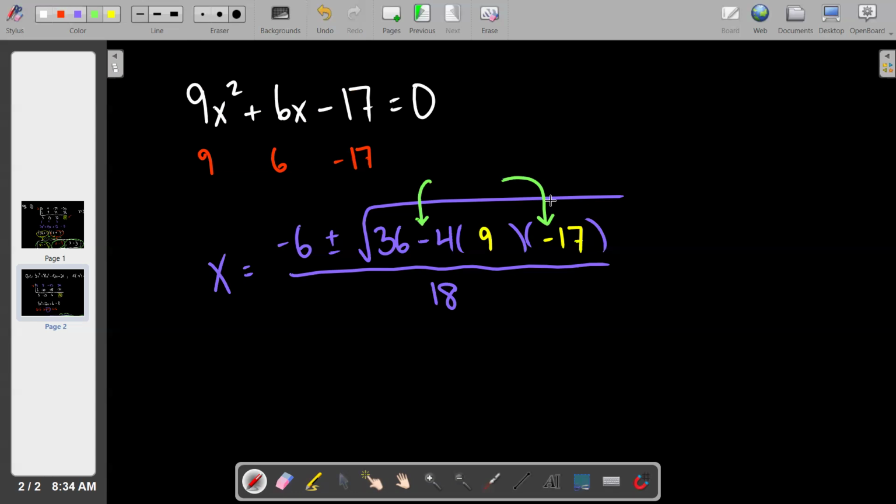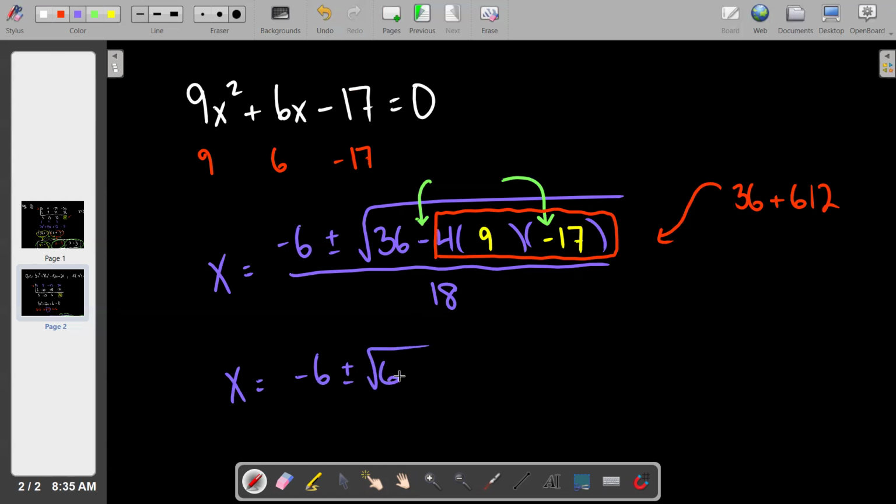I'm going to probably need a calculator for this one because this is going to get a little out of control. Inside this red box, you can help me with the first part. 4 times 9 is 36. I'm going to type into my calculator 36 times 17, and I'm going to get 612. What's happening inside the square root now is 36 plus 612, which is 648. So we have x equals -6 plus or minus the square root of 648 divided by 18.